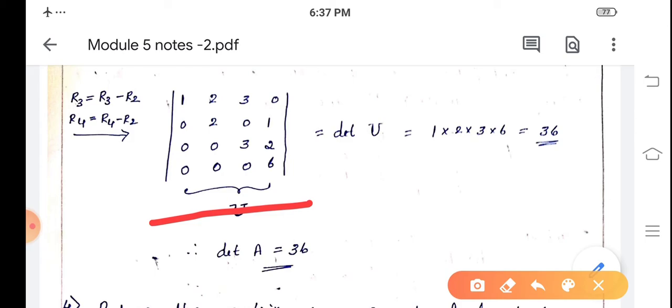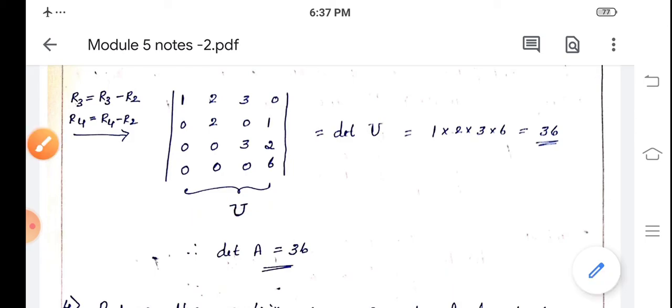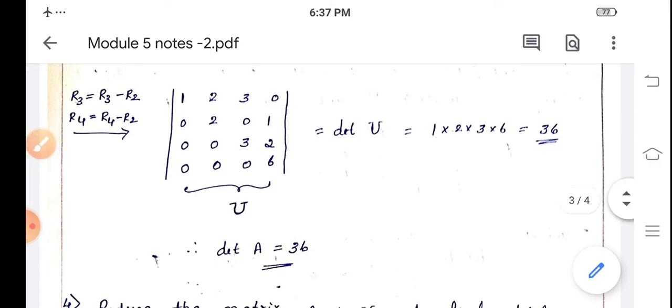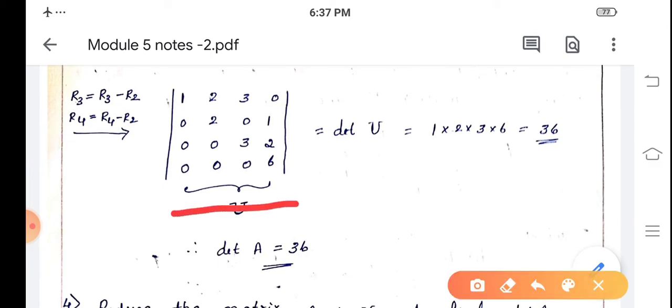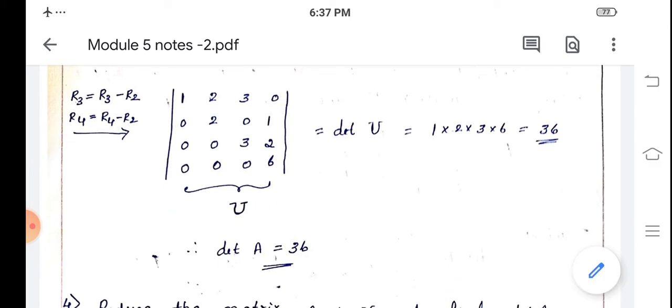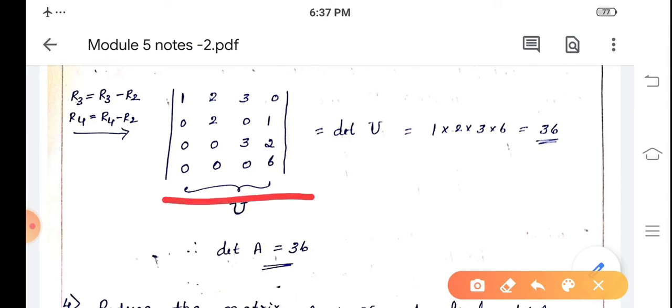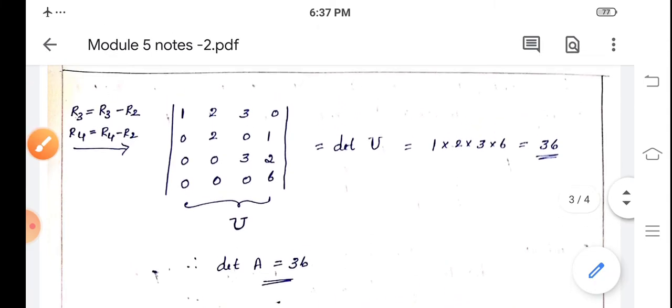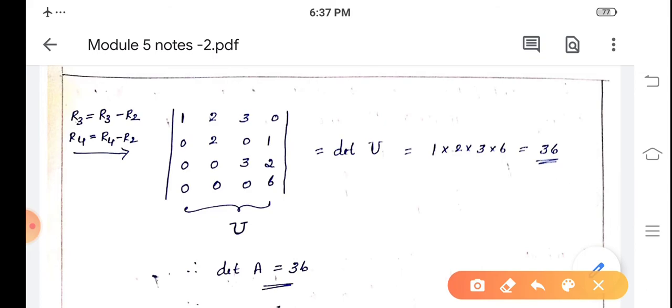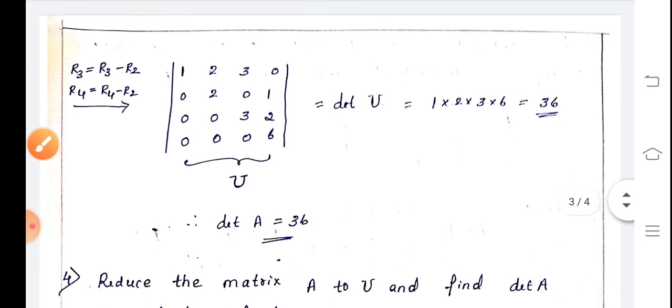So after using the row operations, we are getting echelon form. So now this is upper triangular form. So determinant A equal to determinant of U. So we are getting determinant as product of the pivots, that is 1 into 2 into 3 into 6. That will be equal to 36. So determinant A equal to determinant of U, that is equal to 36.